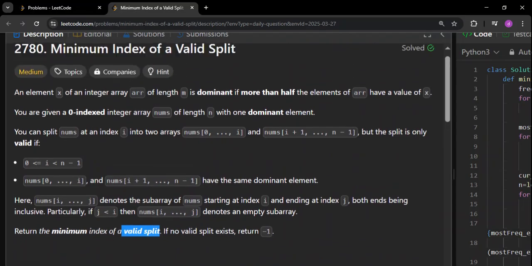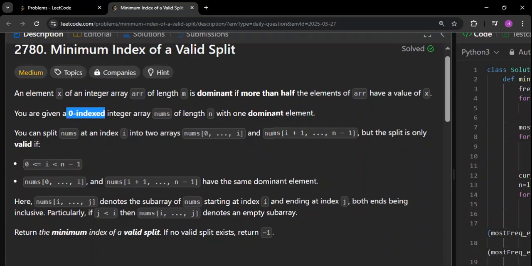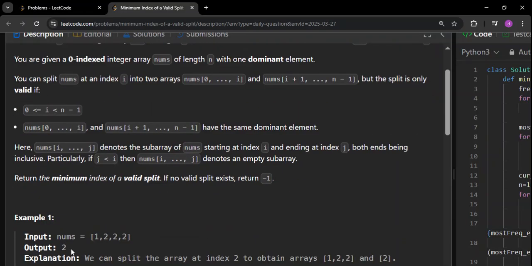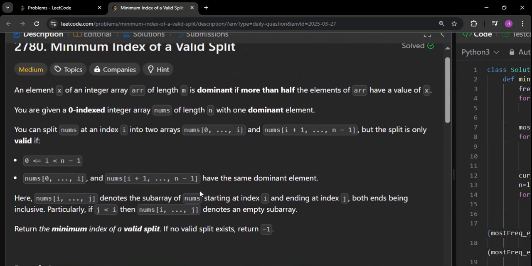And if you see, they're calling it a zero-indexed array. That is the first thing. The rest of the stuff is pretty clear. The only thing you have to remember is that wherever you're splitting, let's say you are splitting at index number 2, that index number 2 will be part of the first split. That is something that you have to understand very clearly. If you are splitting at index i, then i will be part of the first subarray. From i+1 onwards, it will be part of the second subarray.